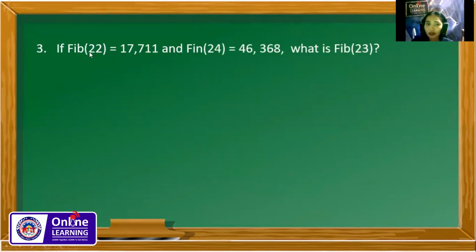Okay. Another example is, ang hahanapin natin is Fibonacci 23. Fibonacci 22 is 17,711 and Fibonacci 24 natin is 46,368. So, Fibonacci 22 is equal to 17,711. Then, Fibonacci 23 natin is equal to blank. Then, Fibonacci 24 natin is equal to 46,368. Then, pagma-minus lang natin si Fibonacci 24 and Fibonacci 22 para makuha natin si Fibonacci 23.